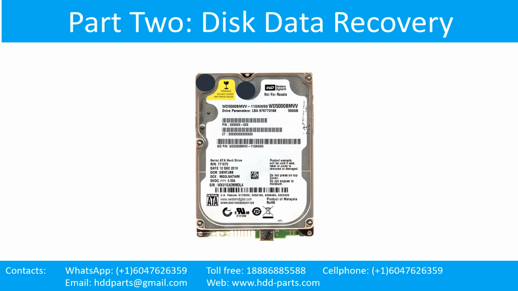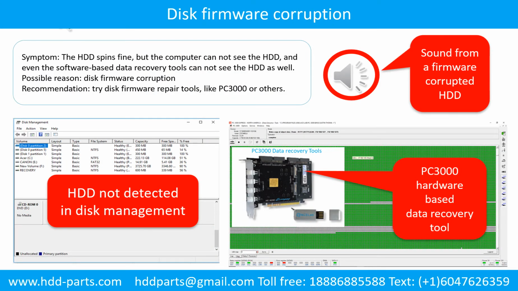Part 2. Disk data recovery. Disk firmware corruption. Symptom: the hard drive spins fine, but the computer cannot see the hard drive, and even the software-based data recovery tools cannot see the hard drive as well. Possible reason: disk firmware corruption. Recommendation: try disk firmware repair tools like PC3000 or others.